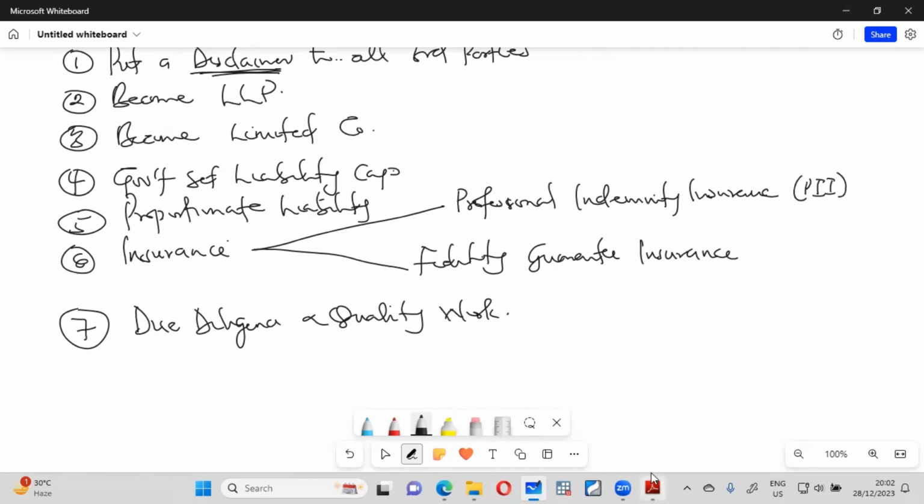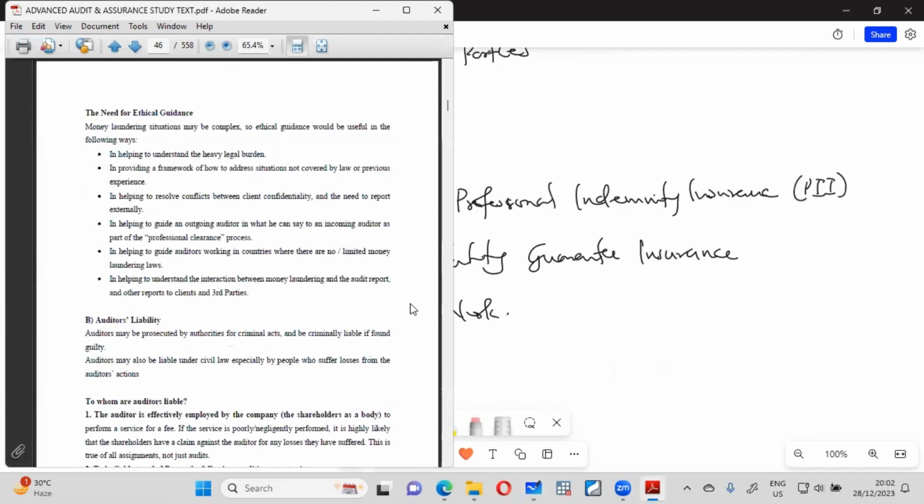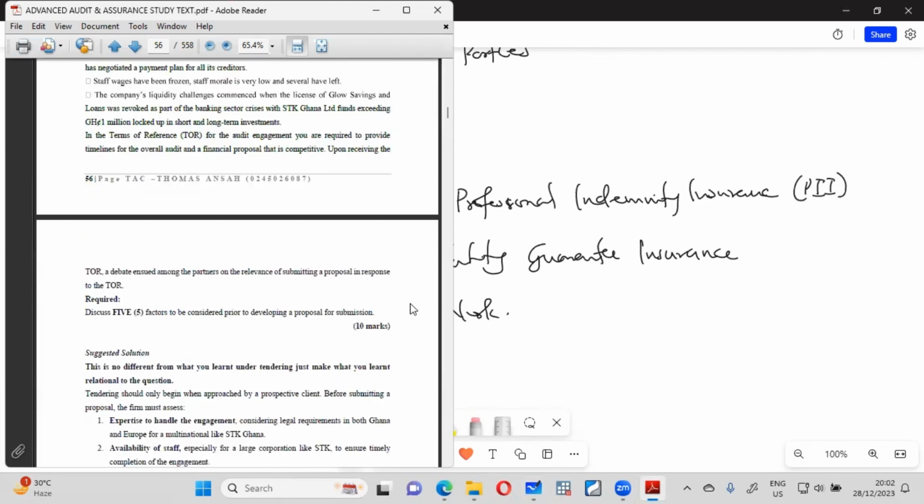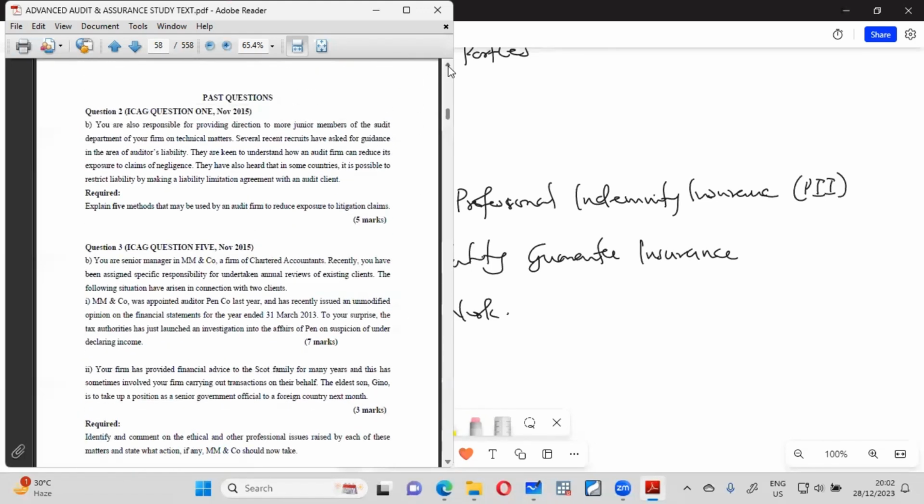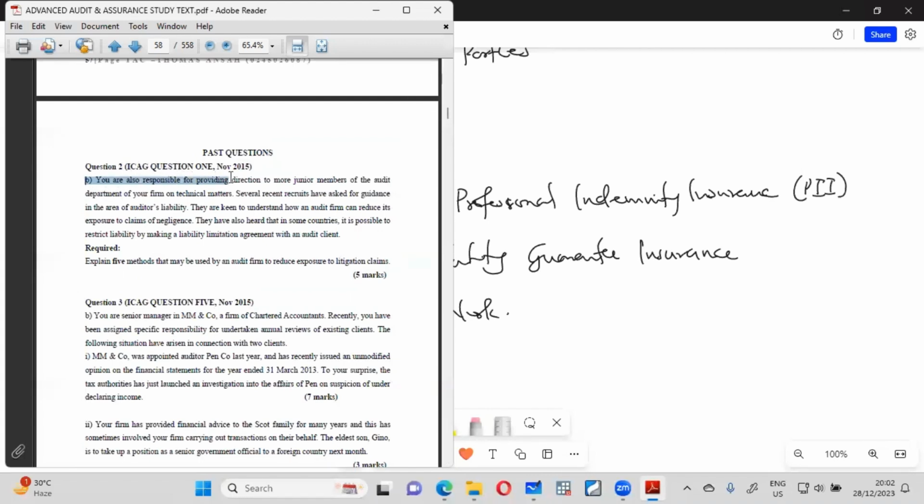So if you look at the past questions, there are so many questions under November. Look at this, November 2015. You are responsible for providing direction to junior members of the audit department in your firm on technical matters. Several recent recruits ask for guidance in the area of auditor's liability. You are keen to understand how an audit firm can reduce its exposure to claims of negligence. They have also heard that in some countries it is possible to restrict liability by making a liability limitation agreement. We talked about this, right? Liability limitation agreement, the liability cap. Explain 5 methods that may be used by an audit firm to reduce exposure to litigation claims.